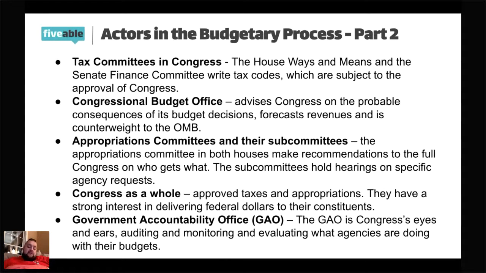The final piece here is the Government Accountability Office. And they're basically Congress's eyes and ears. They audit agencies and monitor and evaluate what agencies are actually doing with their budgets and are actually following the budgets as Congress has laid out for them. So those are your big actors in the budget process.